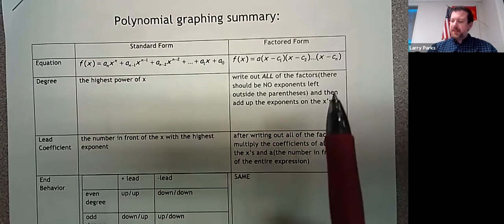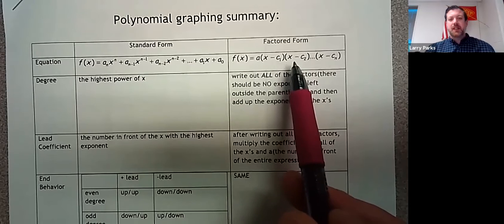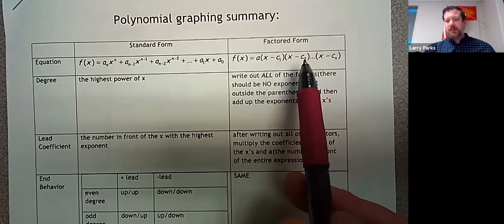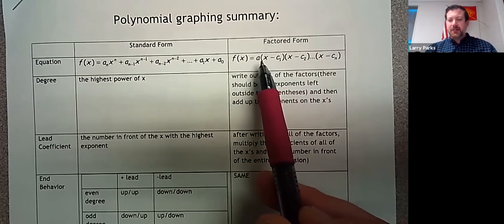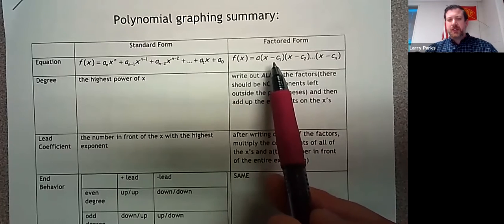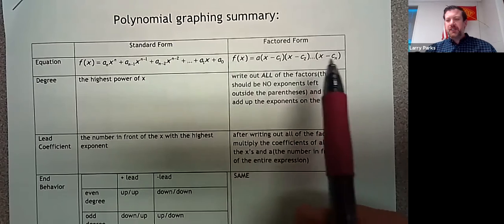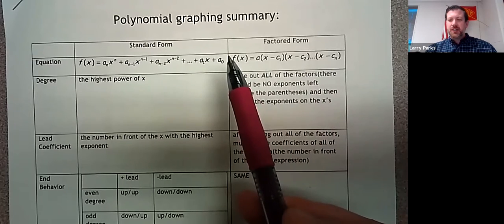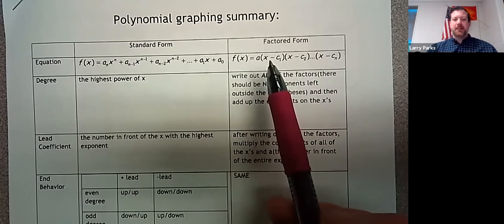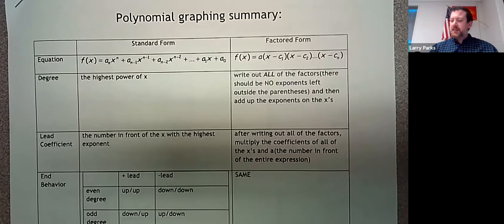Okay. Now, factored form, what's nice about factored form is it tells you the solution. So it tells you where it crosses the x-axis. So these are two different forms, and you should be able to graph from either one. And so the instructions are here on what to do.